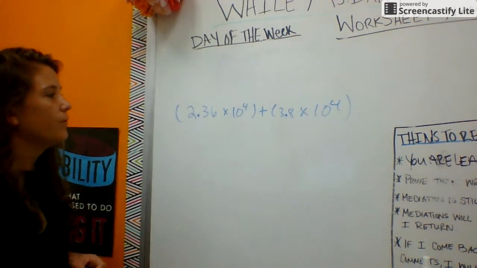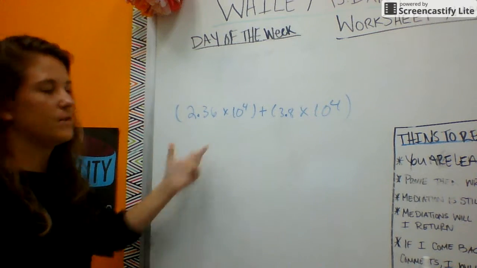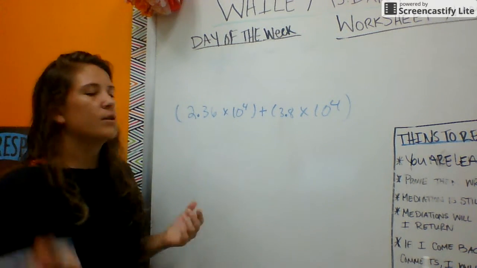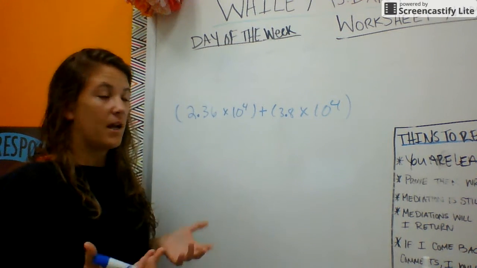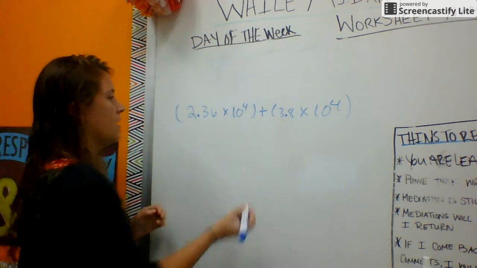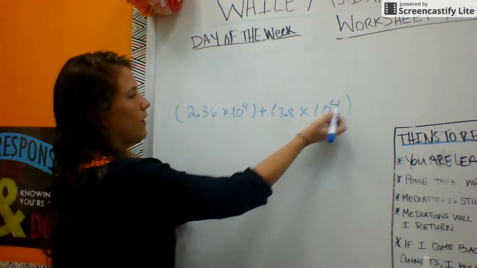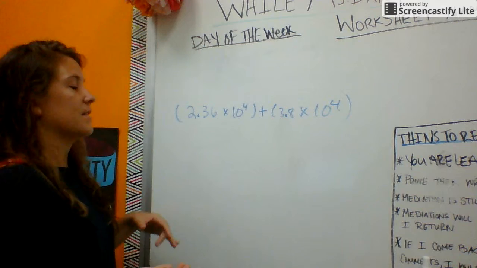All right, today we're going to review how to add expressions when we have scientific notation. Now, we don't have any quick shortcut rules for adding, but we learned yesterday that if the base and the exponent are the same, then I can just add my numbers in front. So I need to look first at my exponents. I have an exponent of 4 and an exponent of 4. That means that they are the same, so I can go ahead and add these together.